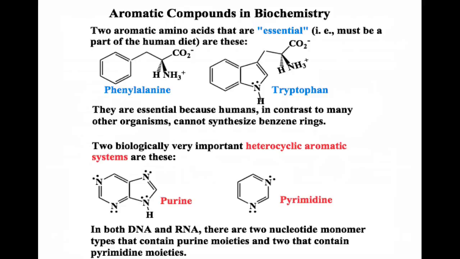Yeah, we can't do that. We don't have the machinery to do that. So these are essential amino acids. We got to take them in our diet. There are people, though, who have to have restricted diets for phenylalanine. They're called phenylketonurics as a class.